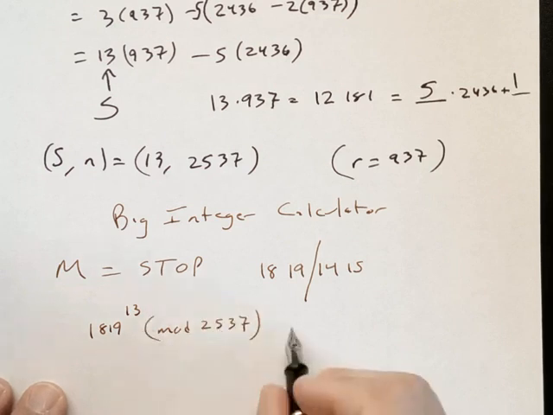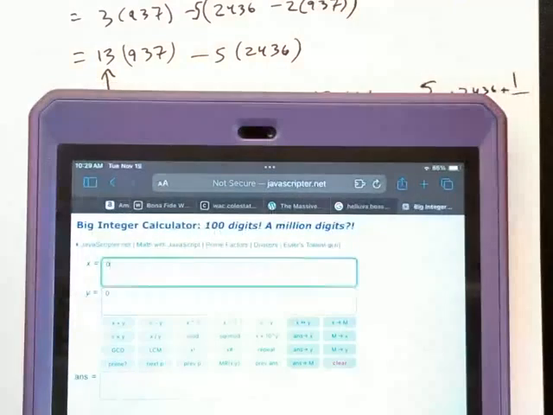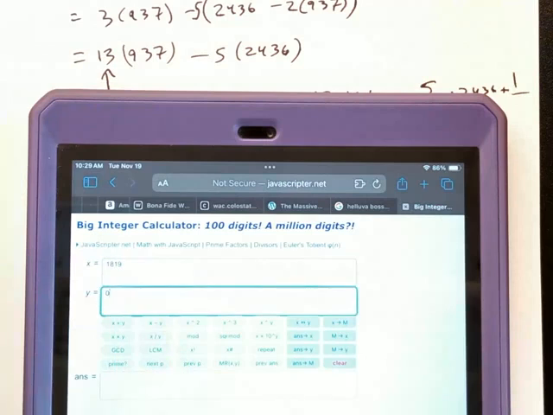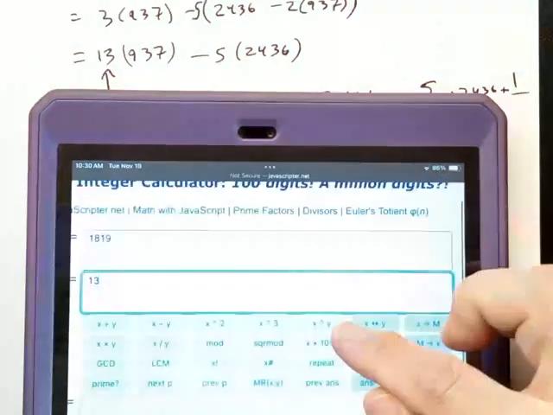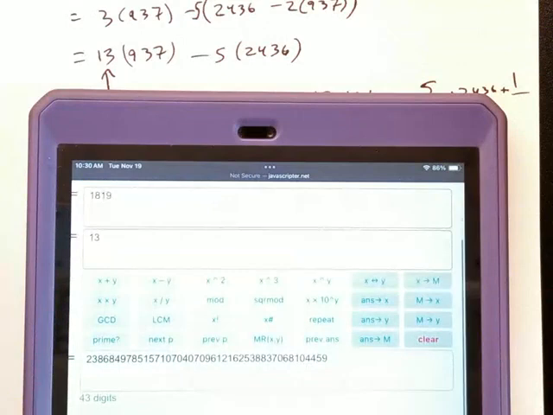Now, there is no way on God's green earth I'm going to do that by hand, so out comes my giant integer calculator. And I say, okay, X, 1819, Y, 13, and I'm going to do X raised to the Y, which is this option right here. And it spits out this giant answer, which is, by the way, 43 digits long. No way I could even do that on the calculator I have. And I'm going to make that number my new X.